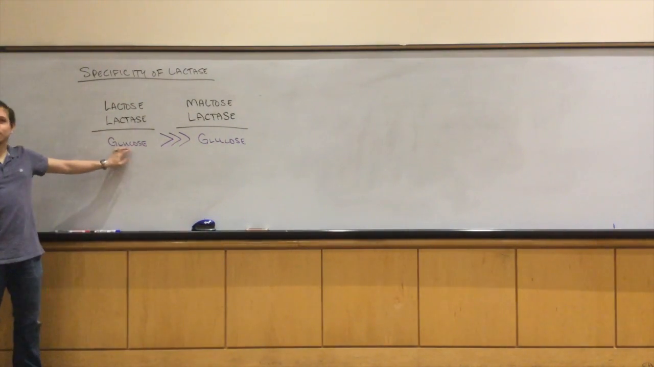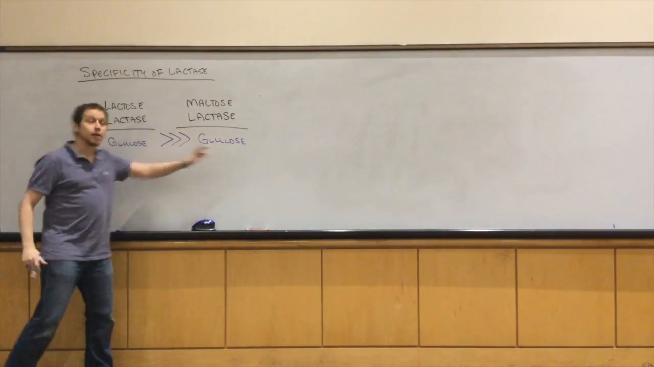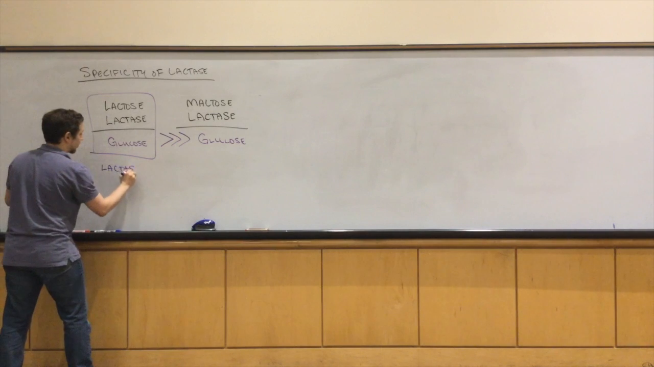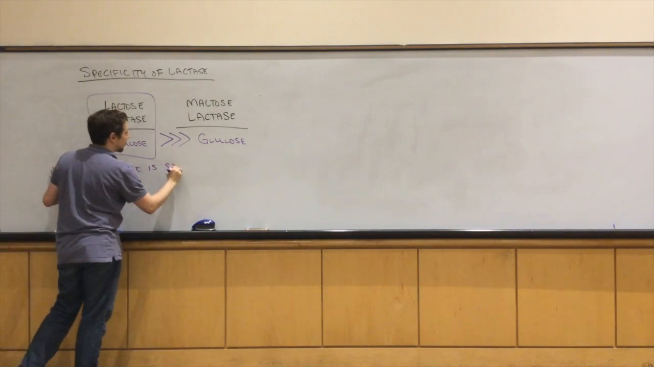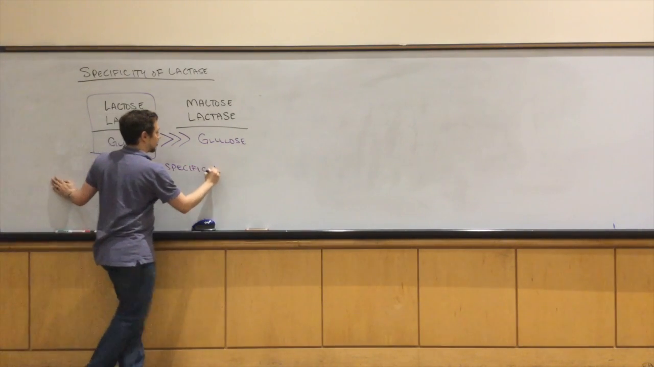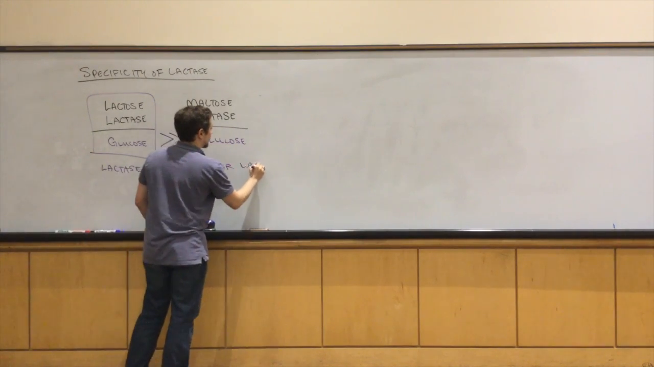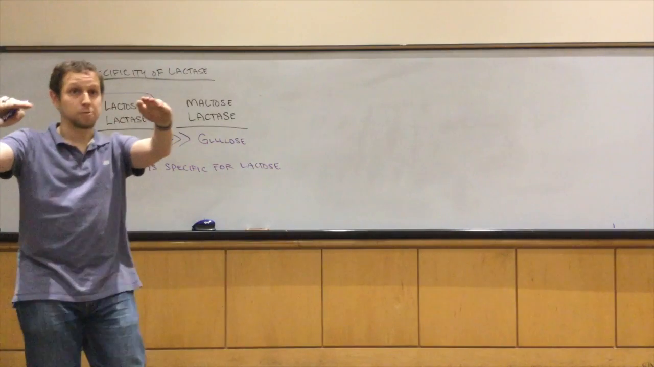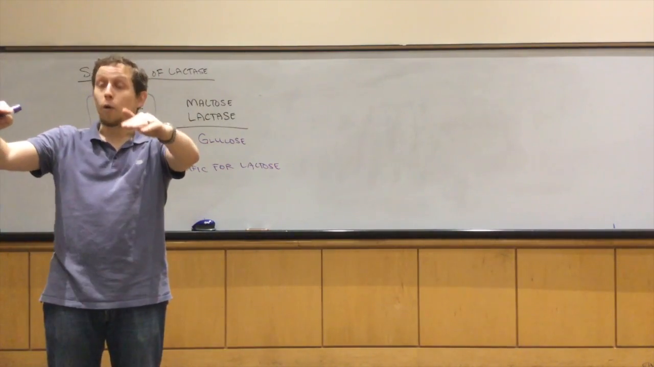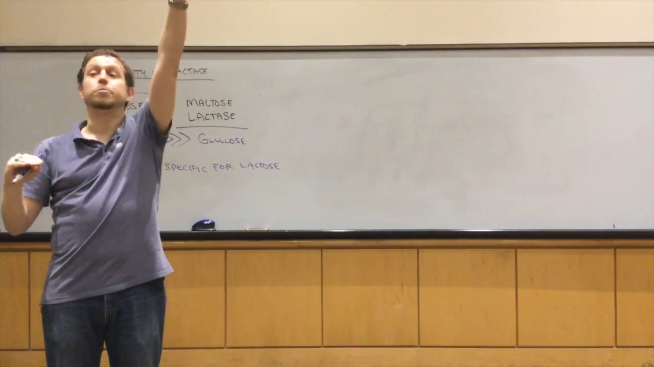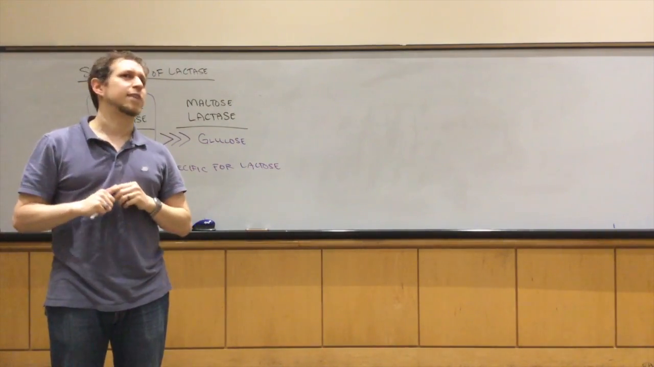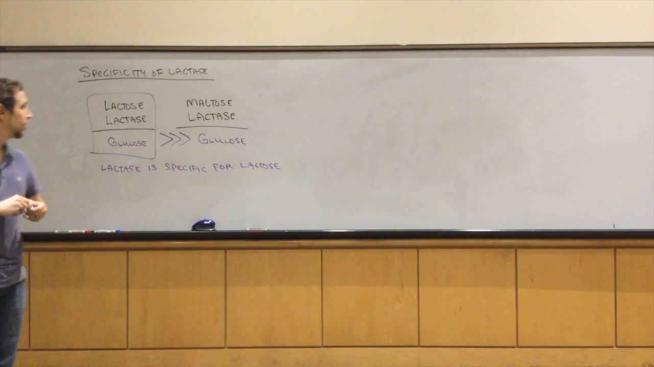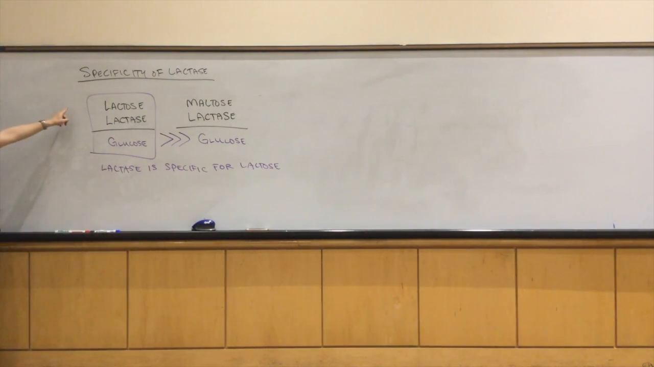Now, the glucose was greater here than it was here, and what we can deduce from that is that lactase is specific for lactose. Because if it wasn't, we would expect to see either the same amounts of glucose in each tube, or we would expect the maltose tube to have more. What enzyme do you think is specific for maltose, by the way? Maltase. Good. All right, any questions about the specificity experiment?